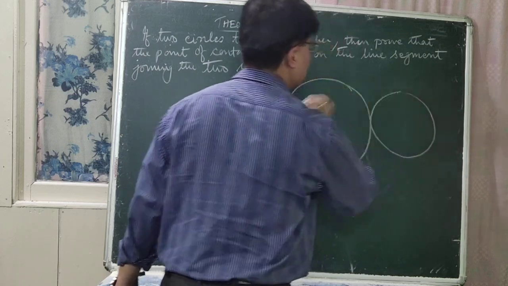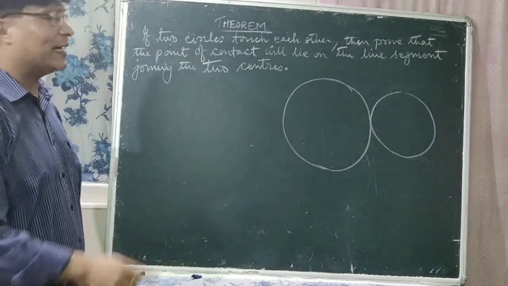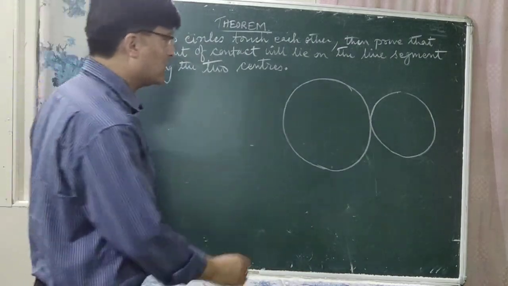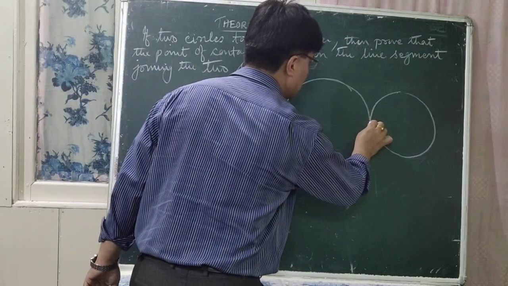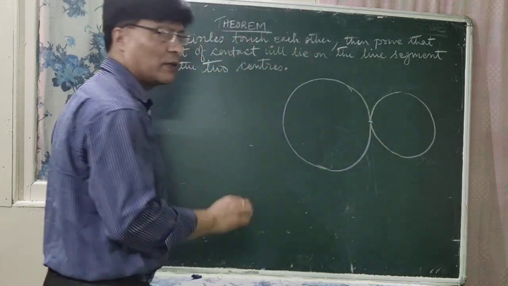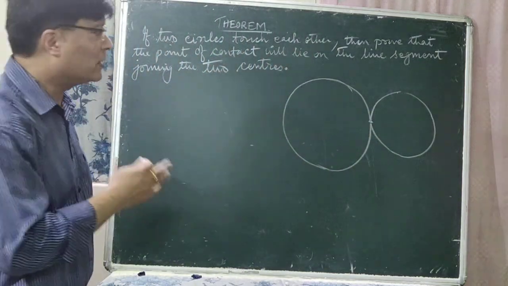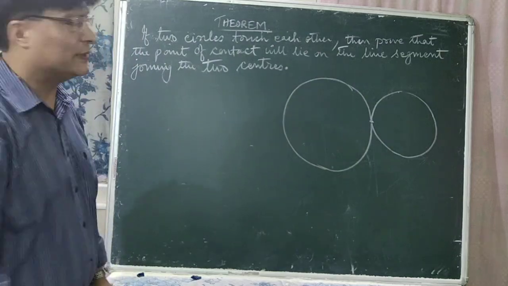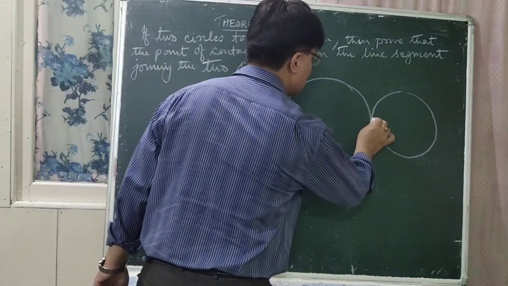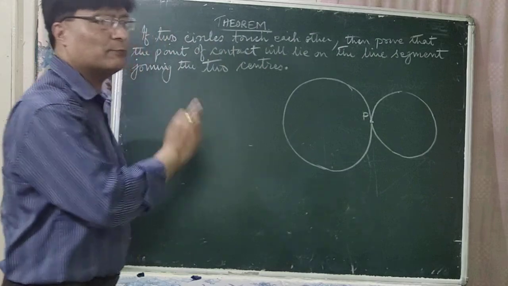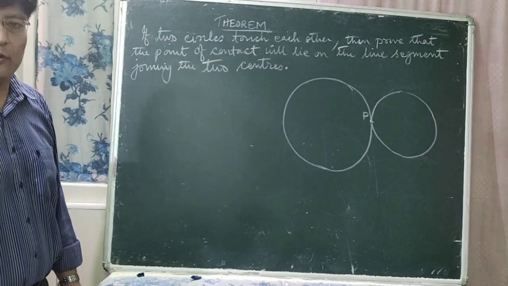So in this case, both the circles are touching each other at a point. Suppose this is the point of contact. Both the circles will touch each other at a point, suppose this point is P. This point P is known as the point of contact.